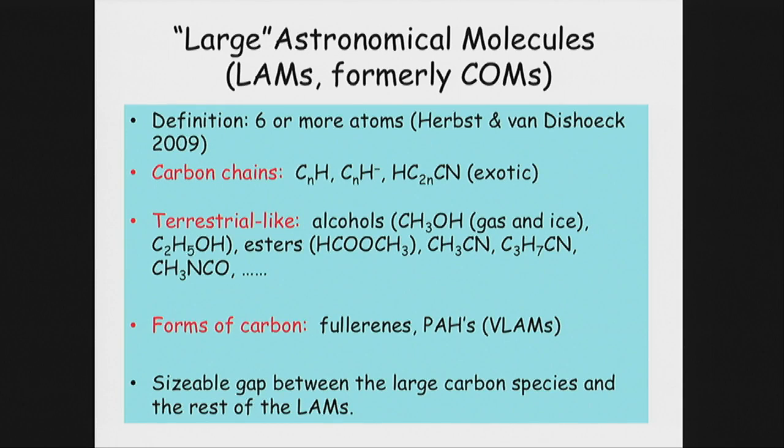Now, then there are the fullerenes and the PAHs, which I'm calling very large astronomical molecules. There's clearly a sizable gap between the number of 13 atoms and the simplest fullerene seen, which is 60 atoms of carbon. And so there's certainly some gap to be filled by further observations.